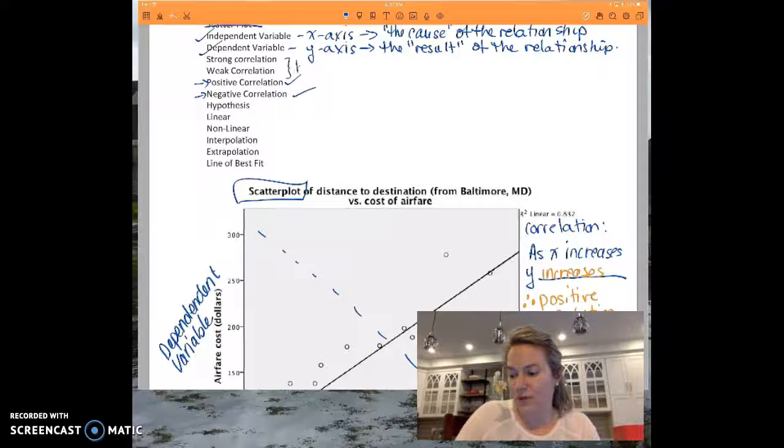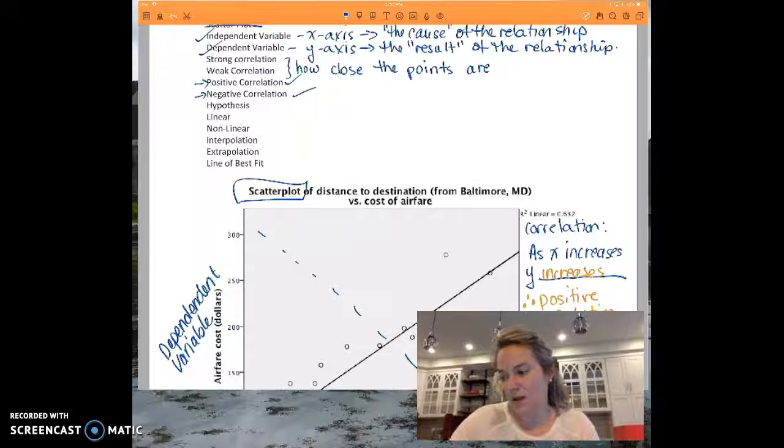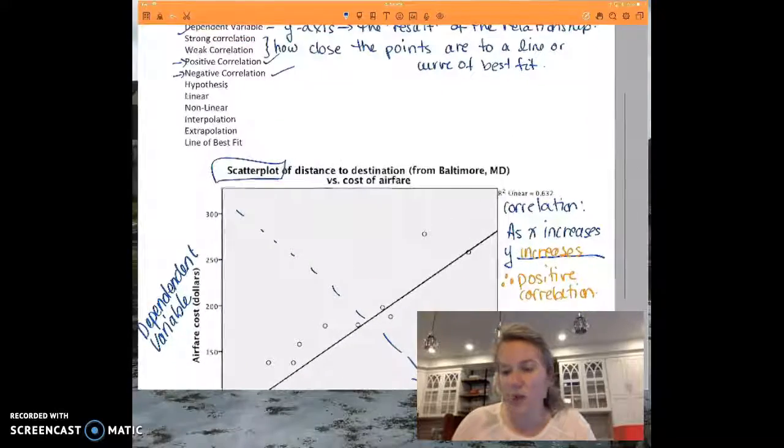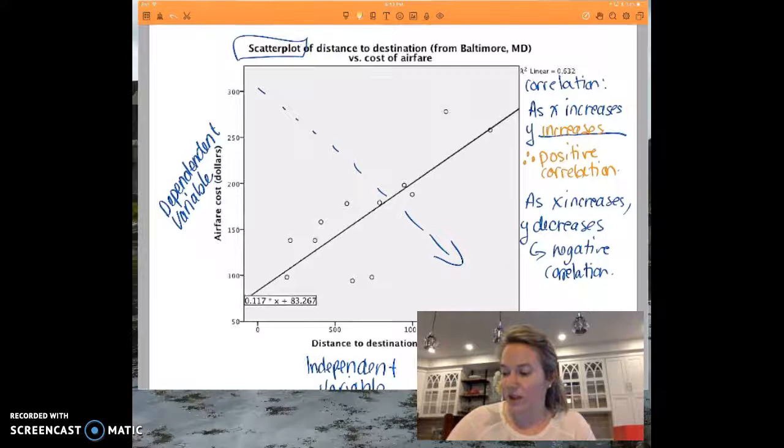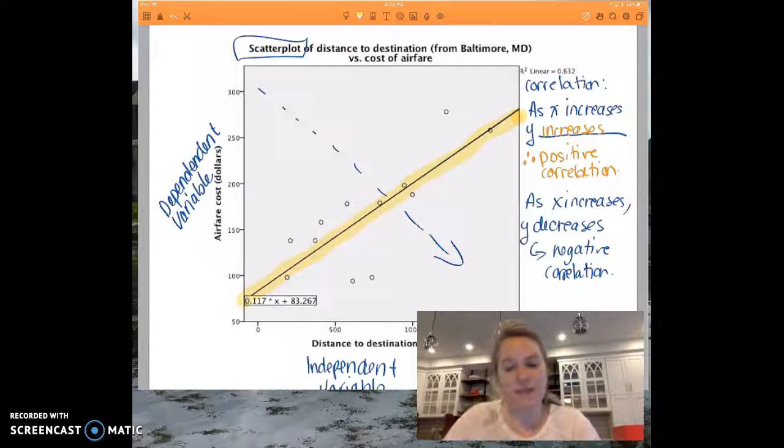These have to do with how close the points are to a line or curve of best fit. So you see this line here. I'm going to highlight it for you. That's a line of best fit. That is a line that splits the points really evenly.